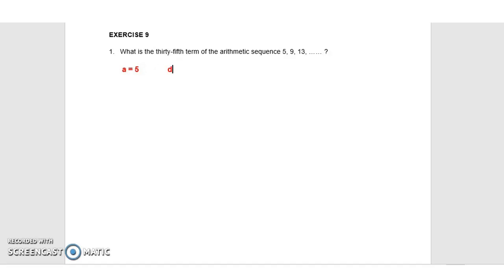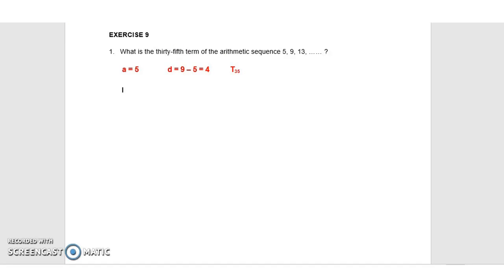And then we can find the common difference. How to find the common difference? T2 minus T1, so 9 minus 5 equals 4. Or you can also find the common difference using T3 and T2: 13 minus 9 also gives 4. Now we want to find the 35th term, which means T35.